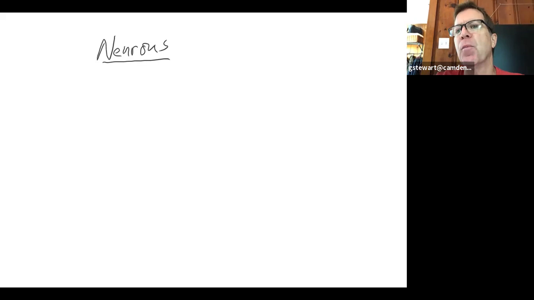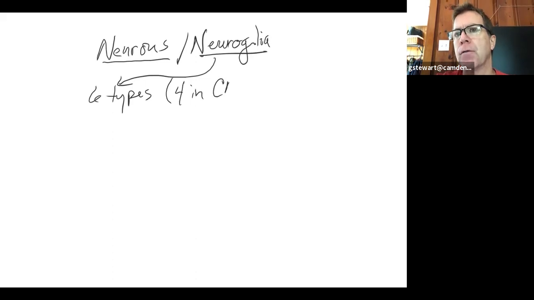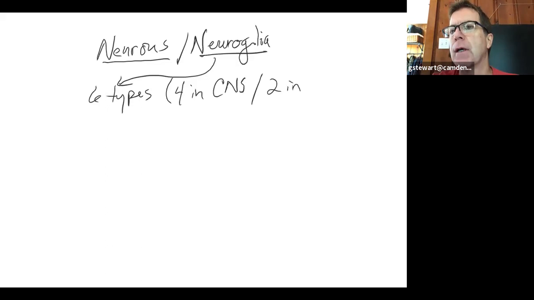You know what, I think your book does neuroglia first. So I want to be consistent so you don't get confused. Let's do these helper cells first. There's 6 types, and we classify them. There's 4 helper cells in the central nervous system and 2 helper types of cells in the peripheral nervous system. So let's just quickly go through those.